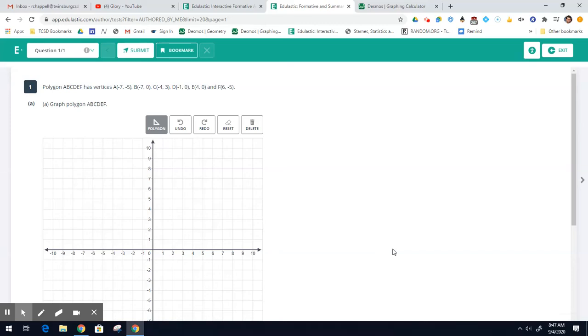Now for my lovely honors kids, aren't you excited? There's a 7th video, and look at how many letters there are in this problem. 1, 2, 3, 4, 5, 6. This is a hexagon of some sort. So aren't you glad you signed up for honors?